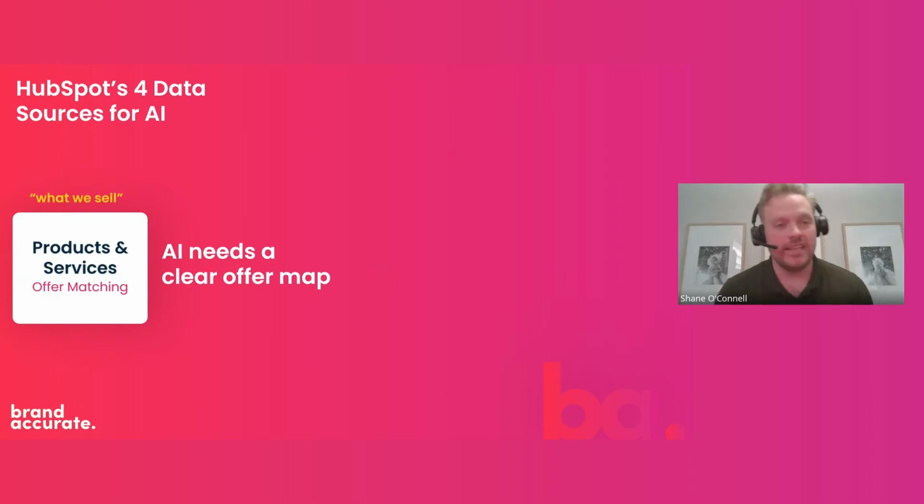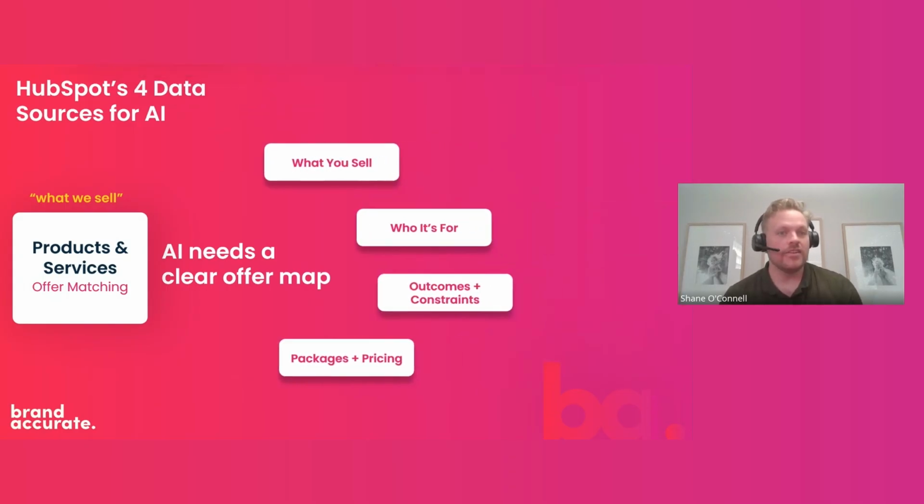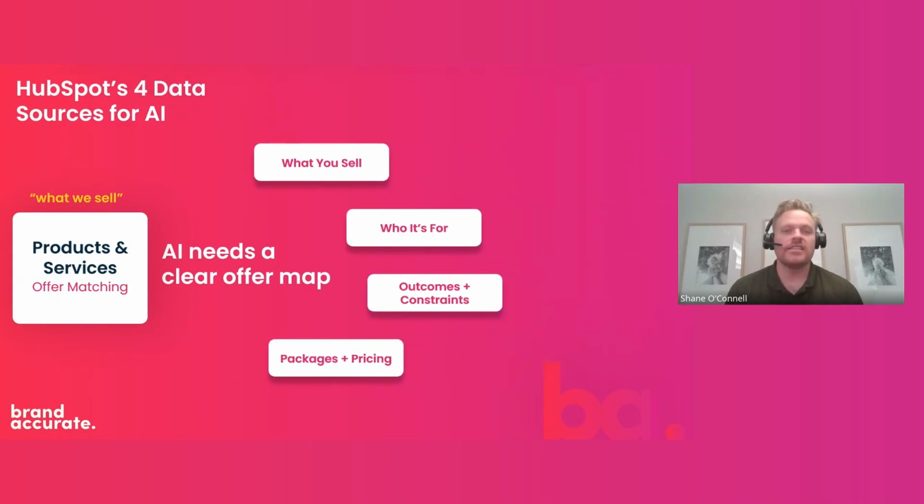So let's say you have hundreds of products inside your tenant as an object. Well, AI is not pulling from those product objects. So you have to create these products within your data sources. So this is what you sell, who it's for, outcomes and constraints, and then the packages and pricing if you are publicizing that.